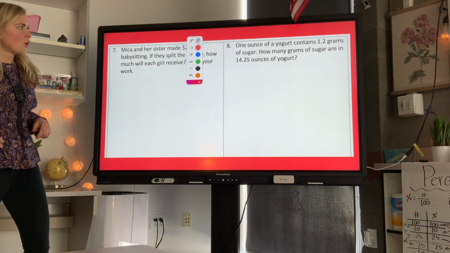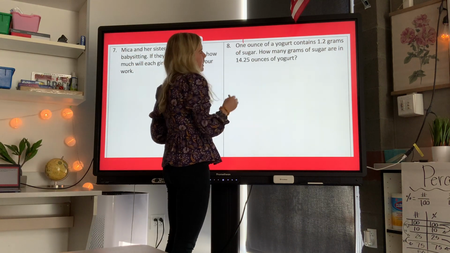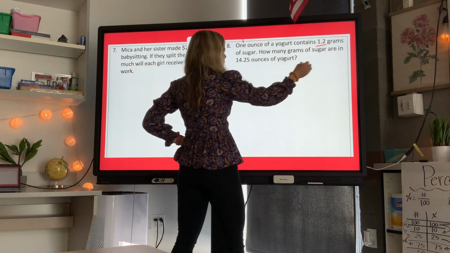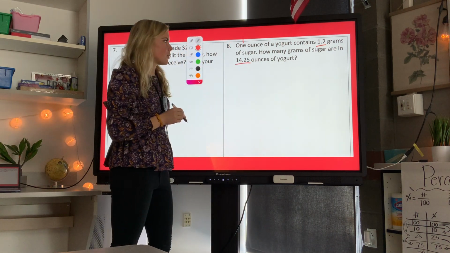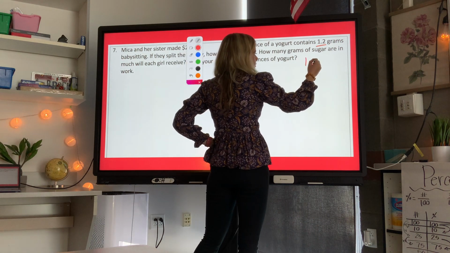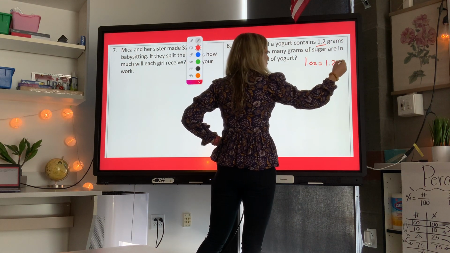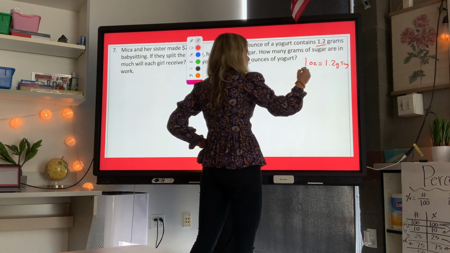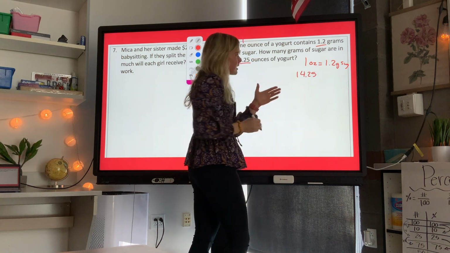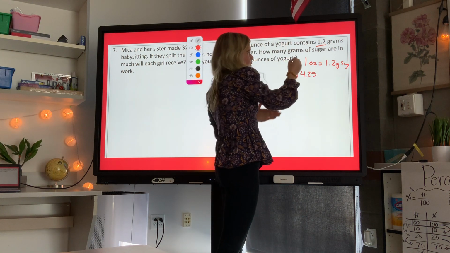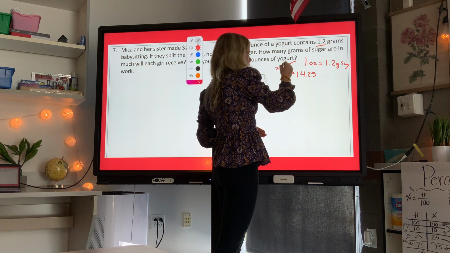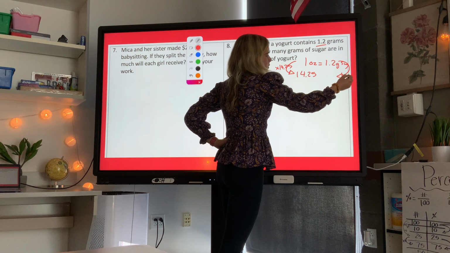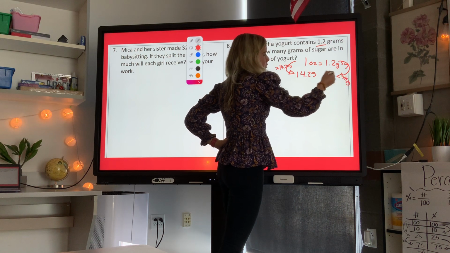Alrighty. Number 8. 1 ounce of yogurt contains 1.2 grams of sugar. How many grams of sugar are in 14.25 ounces of yogurt? So if I know 1 ounce equals 1.2 grams of sugar, then if I'm going to 14.25 ounces, I know 1 times 14.25 is 14.25. So that means I'm going to just multiply the grams of sugar by 14.25 to help me get to the other part of the ratio.